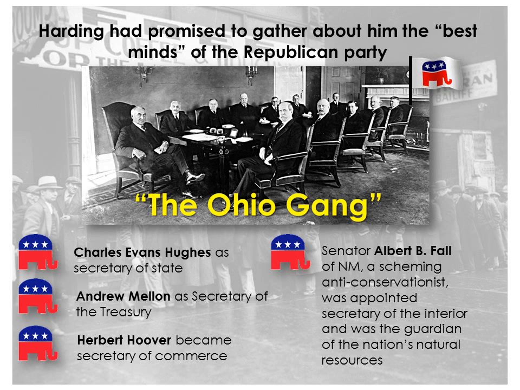Now, he's going to turn out to not be a very trustworthy character. He's a scheming anti-conservationist. Remember, TR was into conservationism. Albert Fall is appointed Secretary of the Interior, and he's supposed to be the guardian of the nation's natural resources. But the problem with Albert Fall is he's not much of a conservationist. He does not really think as TR did.